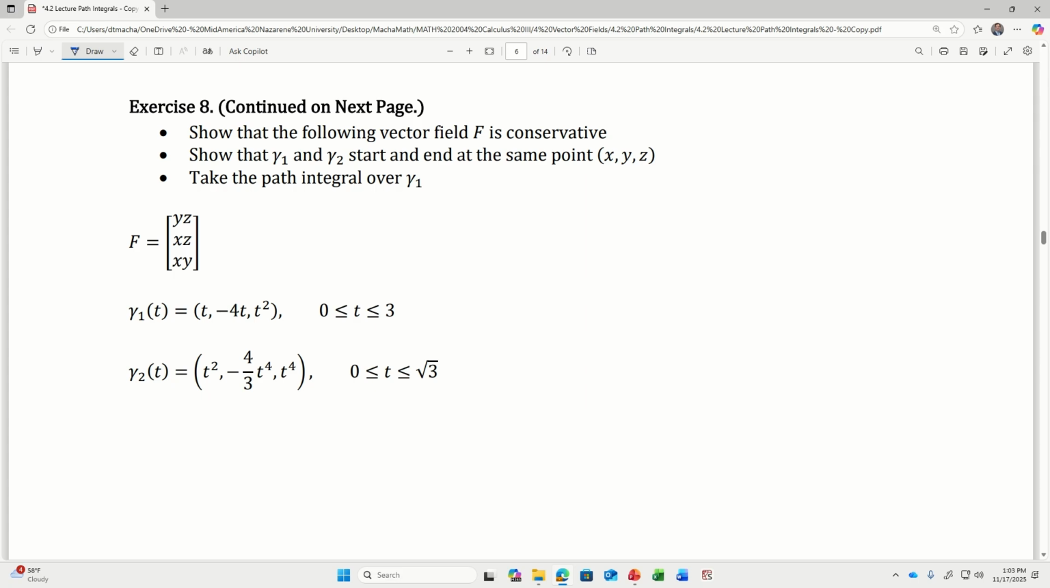This exercise says, show that the following vector field is conservative. Show that gamma 1 and gamma 2 start and end at the same point, and then take the path integral over gamma 1. So do you remember, how do we show that the following vector field is conservative? Is it with the curl? Is curl 0? Yeah. Curl 0 implies that this is conservative.